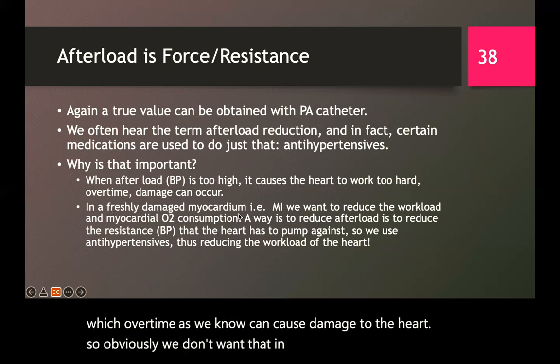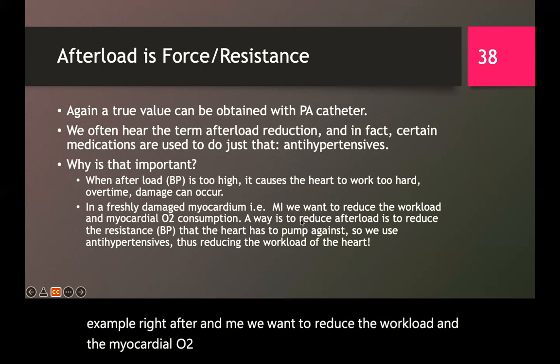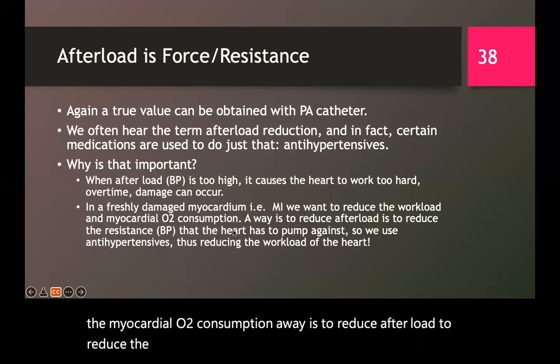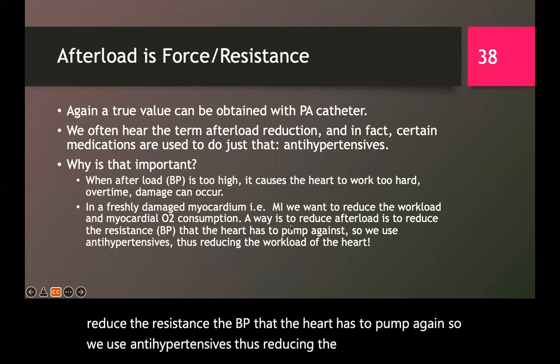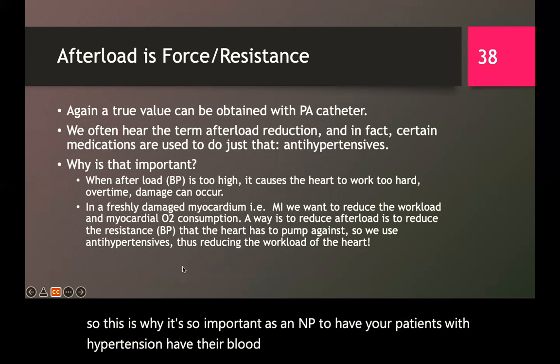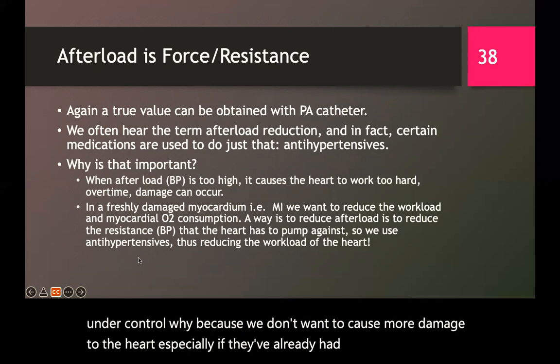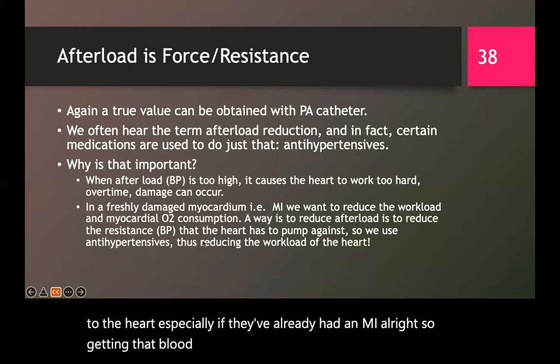In a freshly damaged myocardium, for example right after an MI, we want to reduce the workload and the myocardial O2 consumption. A way is to reduce afterload, to reduce the resistance, the BP, that the heart has to pump against. So we use antihypertensives, thus reducing the workload of the heart. So this is why it's so important as an NP to have your patients with hypertension have their blood pressure under control. Why? Because we don't want to cause more damage to the heart, especially if they've already had an MI.